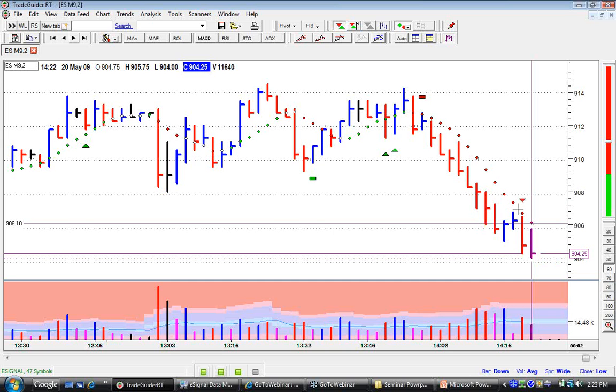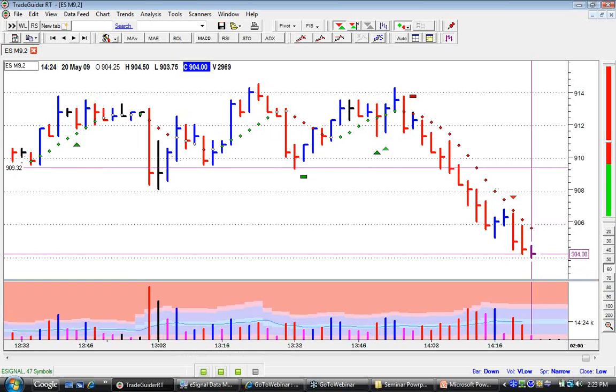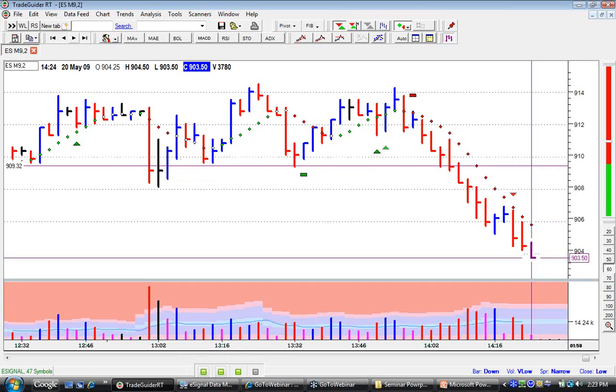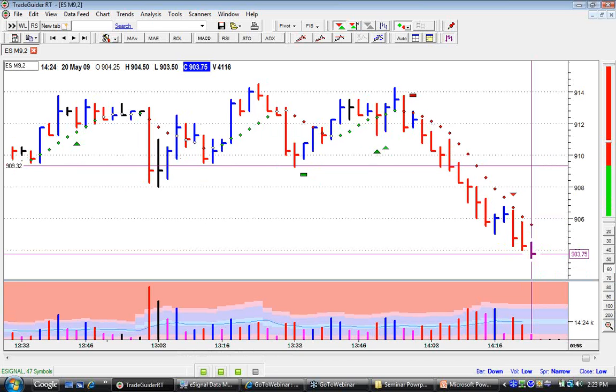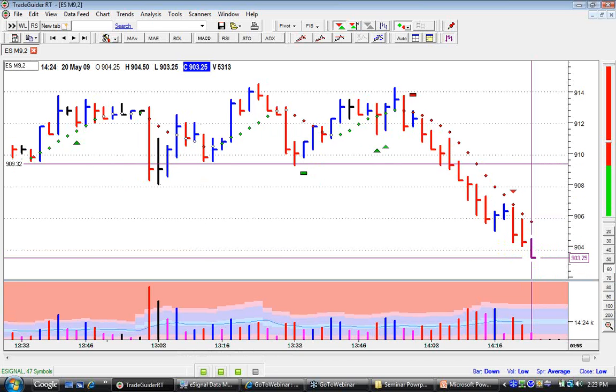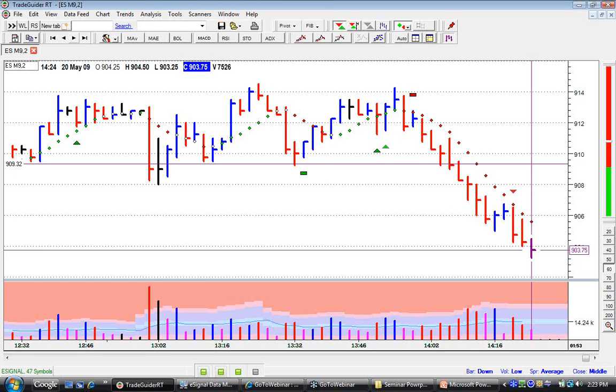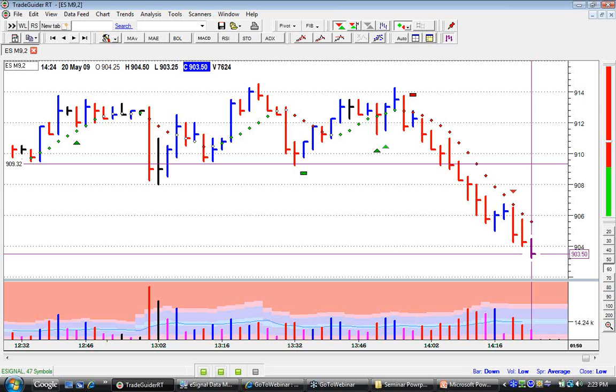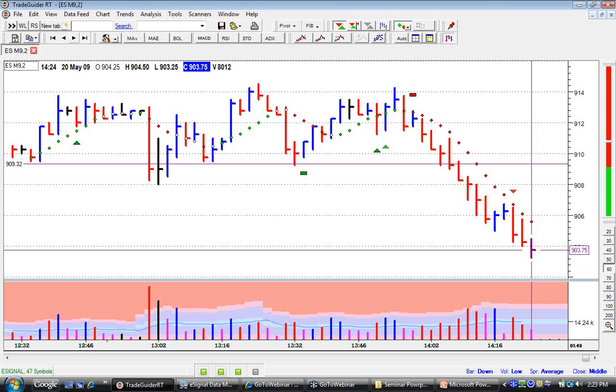And on this way down, you should see more no demands as we go through here. So we're still short. I've still got a trade running on this. And again, you can see now how the software is giving us confirmation of the trend. That's how we follow it. We could follow this all the way down. Just wait to see what happens.